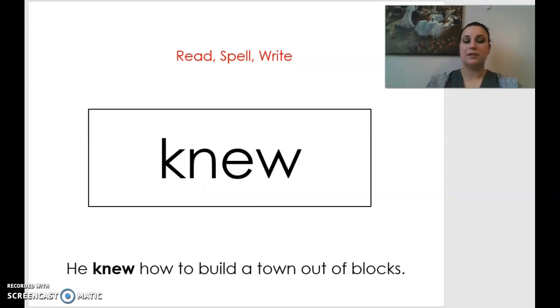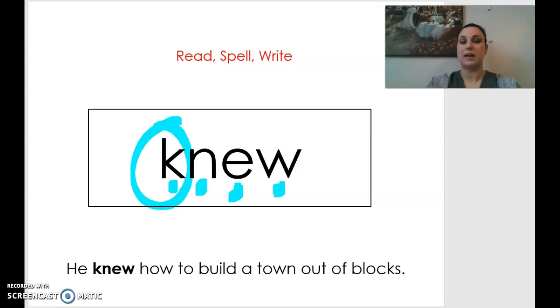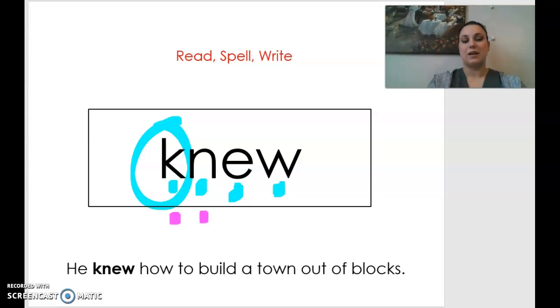This word is new. What's the word? We spell new. K-N-E-W. Don't forget that K. It is silent, but don't forget it. You spell it with me. Ready? Spell K-N-E-W. Tell your family a sentence that has the word new in it.